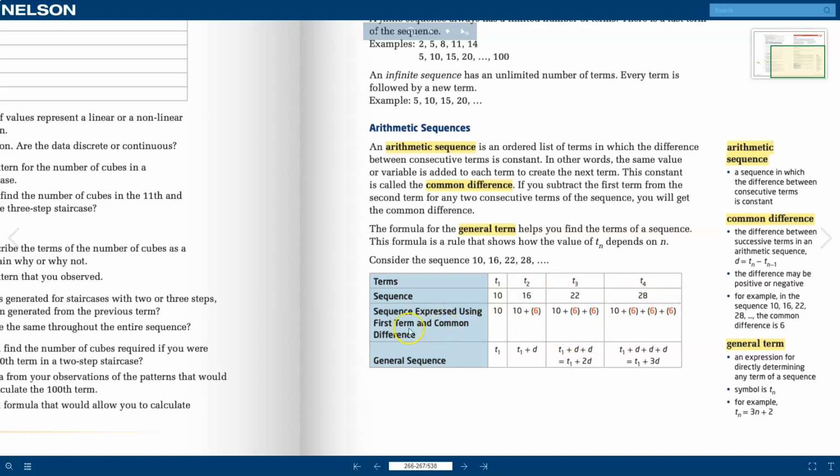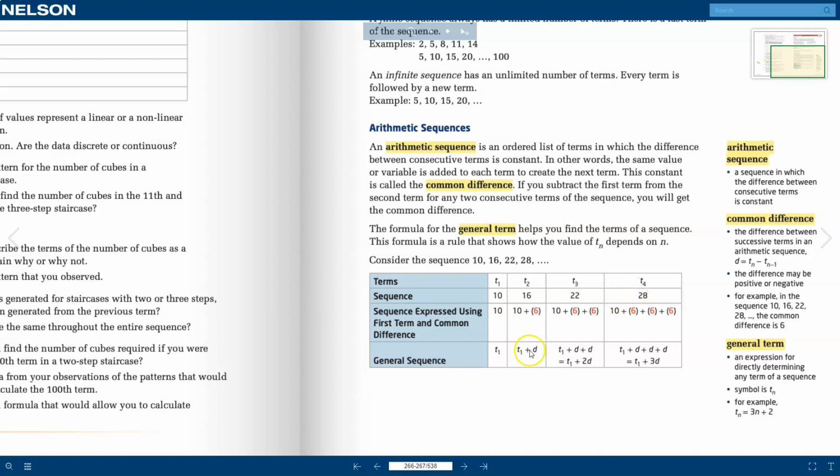You can write it in this format: the sequence expressed using the first term and common difference. The first term, T1, is 10. The common difference is 6. So the second term is 10 plus 6. The third term, we add 6 twice, so 10 plus 6 plus 6. And finally, the fourth term is 10 plus 6 plus 6 plus 6, which gives 28 in this case.